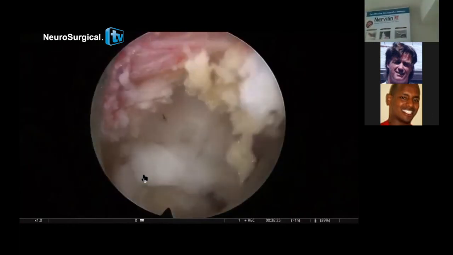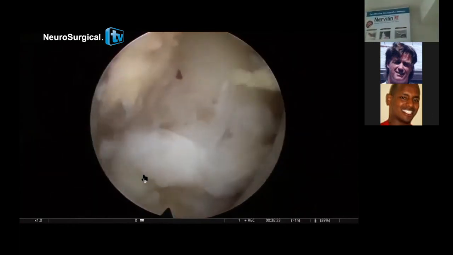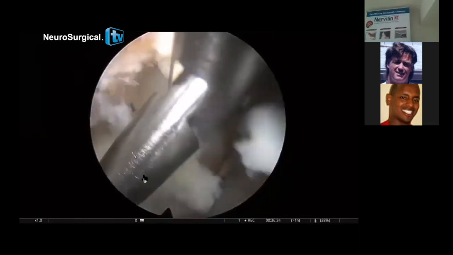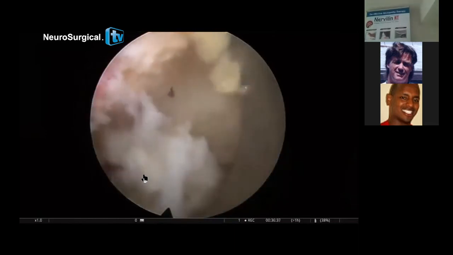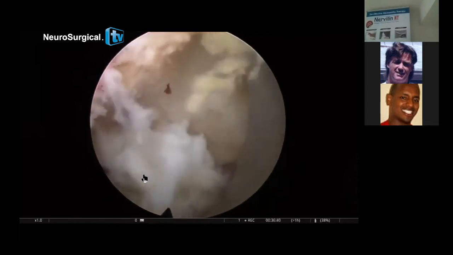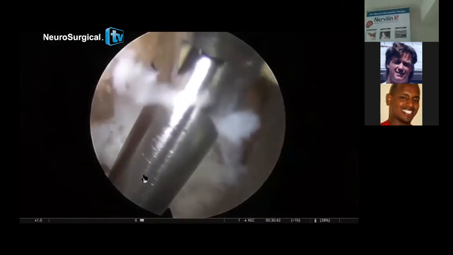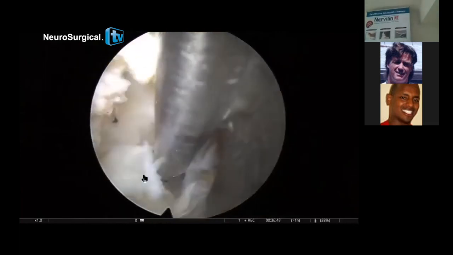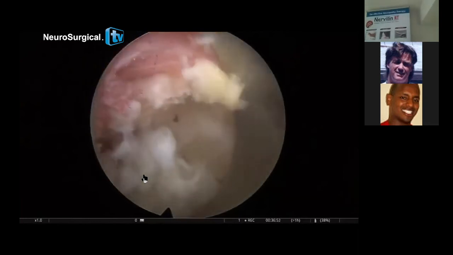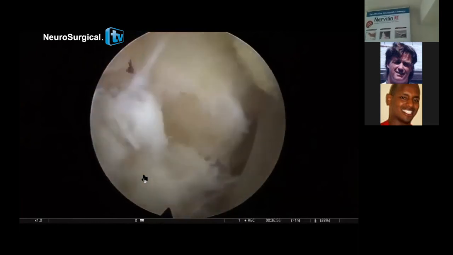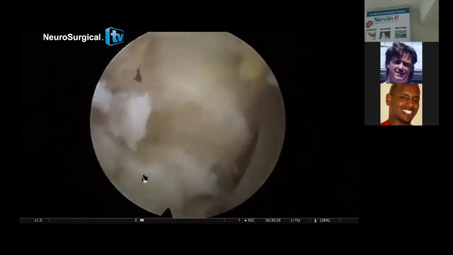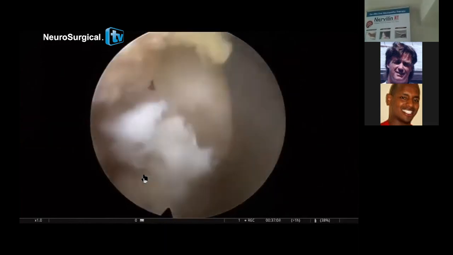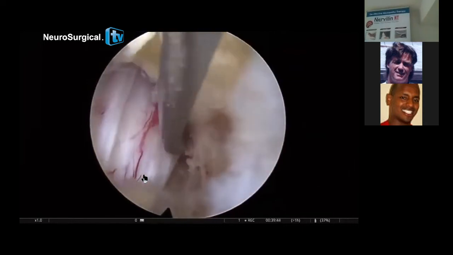Now you will see the remnants of the disc. Take them all out. These are not modifications. These are 2 different operations. How much of the disc do you take? Just take the fragment, and then enter. Sometimes you cut some annulus. Sometimes the ruptured area is enough. So enter the disc and take loose fragments. That's all. You see?